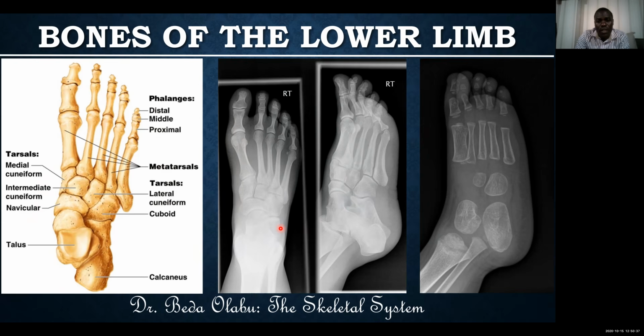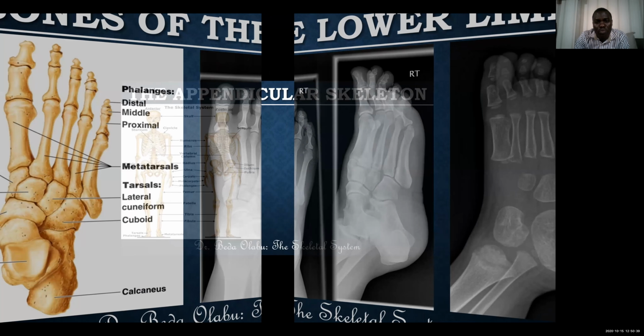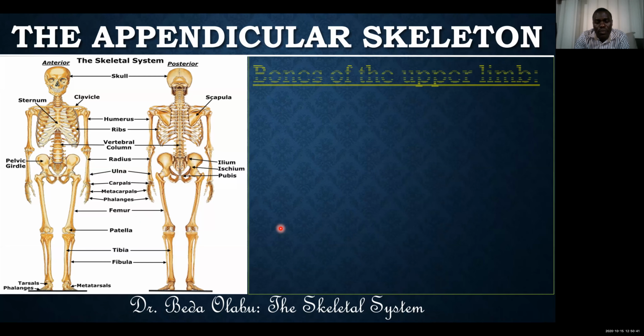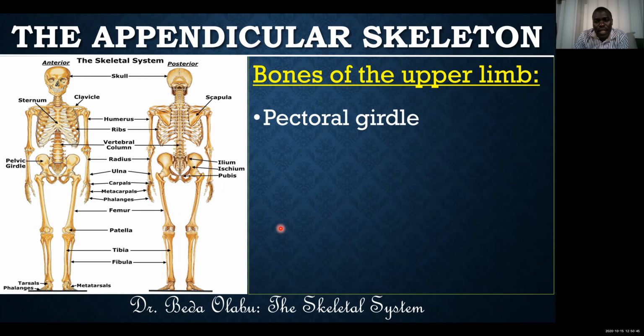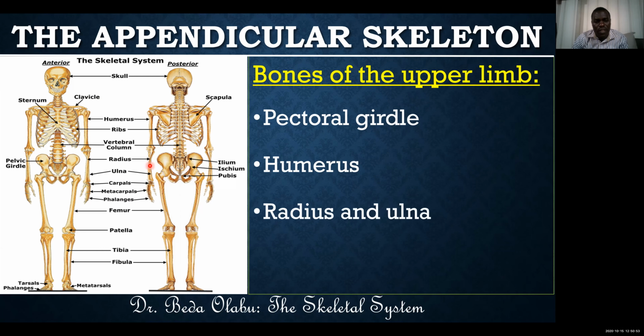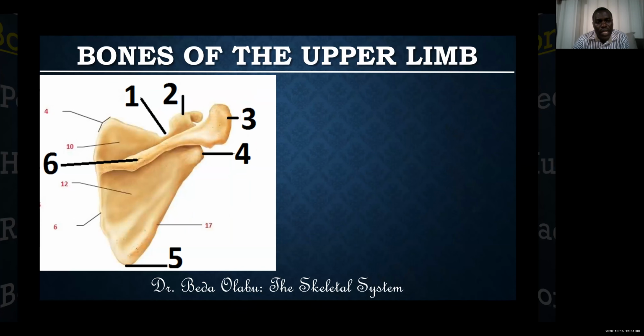Let's now talk about bones of the upper limb. So bones of the upper limb, we have the pectoral girdle, which is this region here. We have the humerus, we have radius and ulna, and we have the hand skeleton. Let's begin with the pectoral girdle.